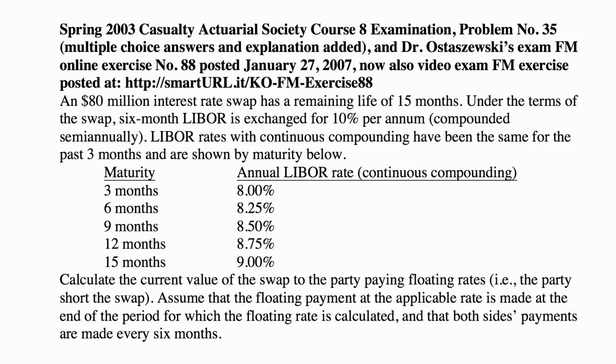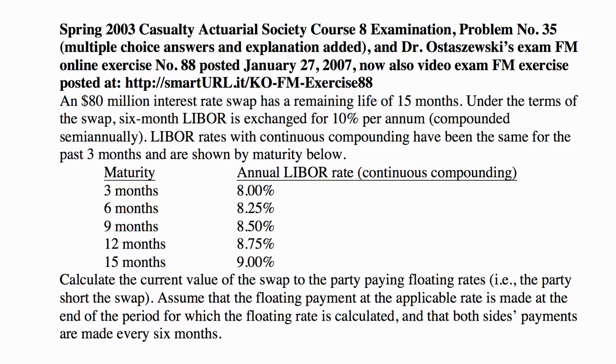We have an $80 million interest rate swap that has a remaining life of 15 months. Under the terms of the swap, 6 months LIBOR is exchanged for 10% per annum, compounded semi-annually. LIBOR rates with continuous compounding have been the same for the past 3 months and are shown by maturity below. 3 months is 8%, 6 months is 8.25, 9 months 8.50, 12 months 8.75, and 15 months 9%. Calculate the current value of the swap to the party paying floating rates, so that's the party short the swap.